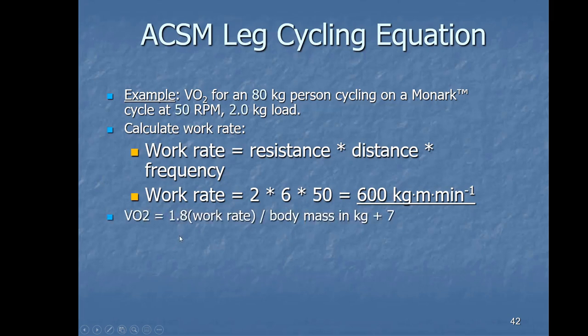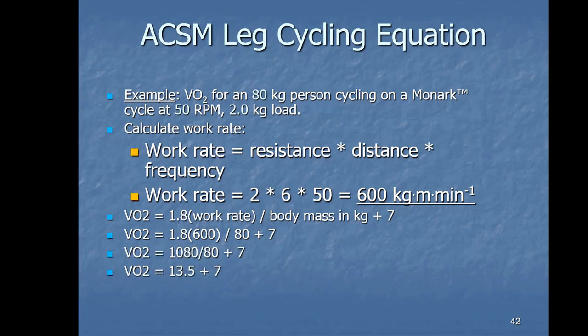We put that into the equation. Here's our equation: 1.8 times 600 divided by 80, where 80 is the body weight, plus 7. We get that, and there we are. The oxygen consumption is 20.5 milliliters per kilogram per minute. Remember, if we want to convert this to METs, we just divide by 3.5.